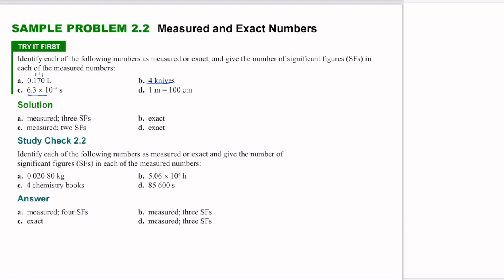C, 6.3 times 10 to the minus 6 seconds. This is a measured number with 2 significant figures. D, 1 meter equals 100 centimeters. This is an exact number because it is a conversion factor within a system of measurements.